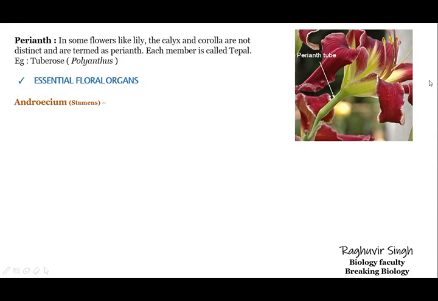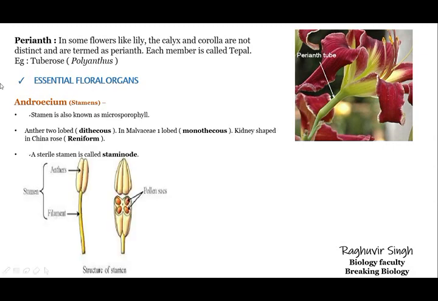Coming to the first essential whorl, the androecium. The unit of androecium is called the stamen, and the androecium is the male reproductive part of a flower. The stamens are also called microsporophylls. One thing I want you all to remember is that the term micro is always associated with the male reproductive system, be it plant or animal, whereas the term mega is associated with the female reproductive system. So keep this in mind.